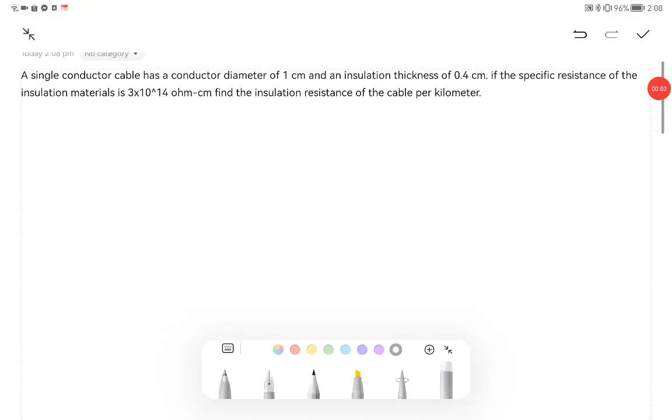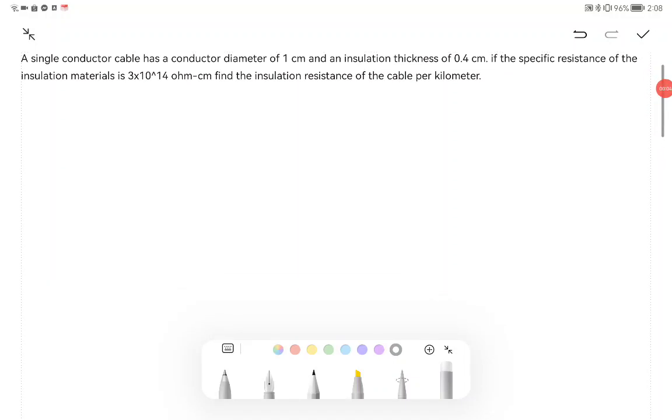A single conductor cable has a conductor diameter of 1 centimeter and an insulation thickness of 0.4 centimeter. If the specific resistance of the insulation materials is 3 times 10 raised to 14 ohm centimeter, we have to find the insulation resistance of cable per kilometer. So, we first write in our given.